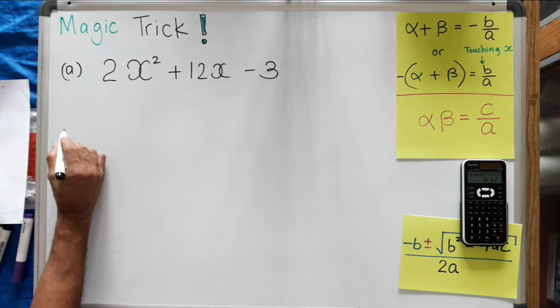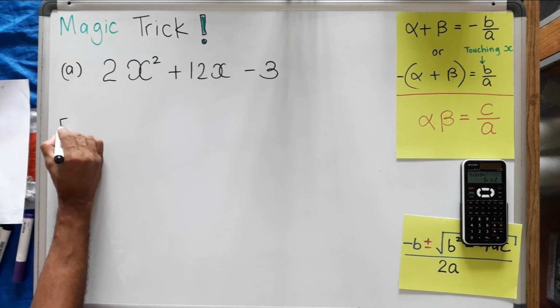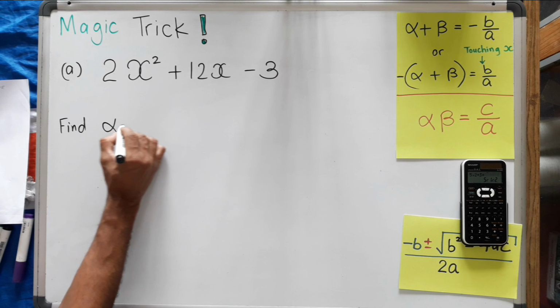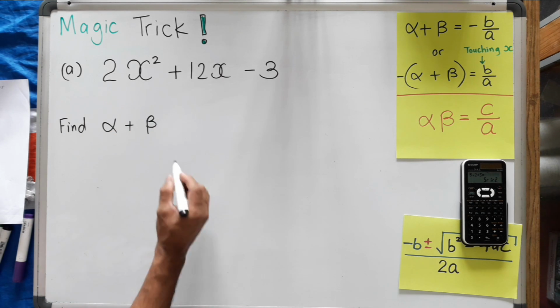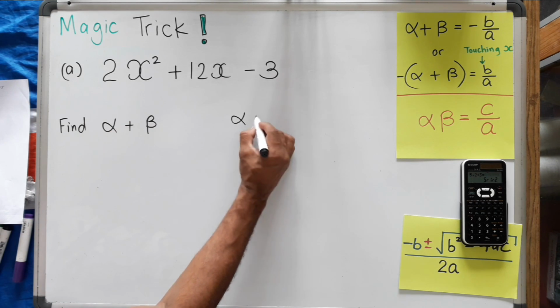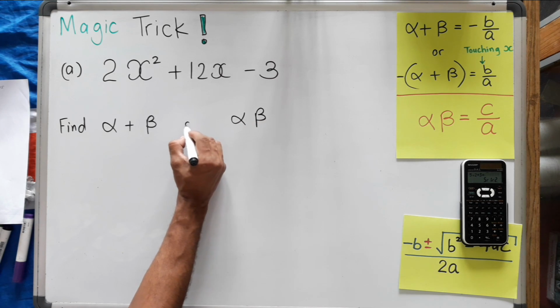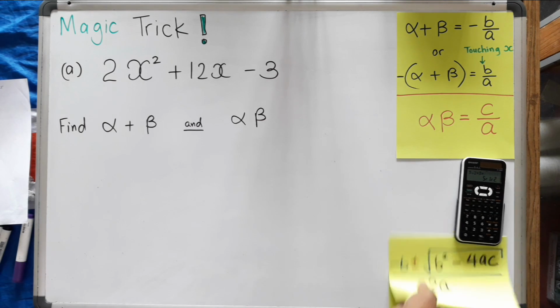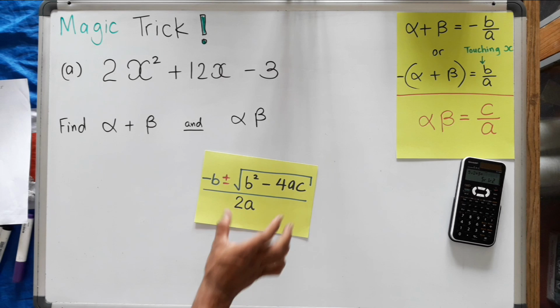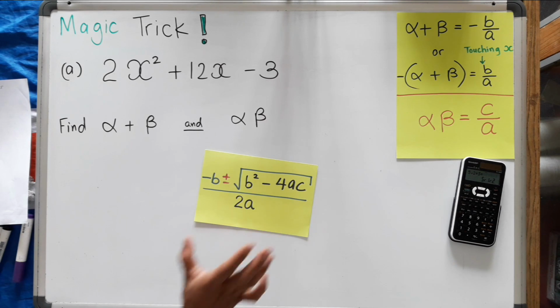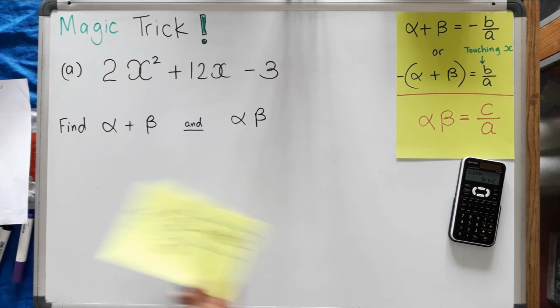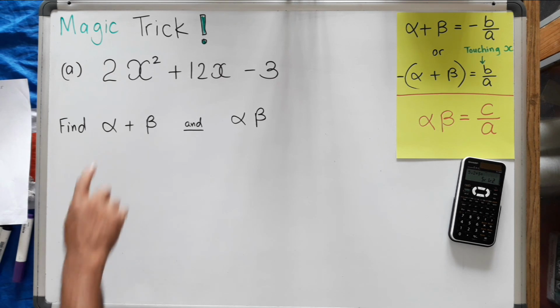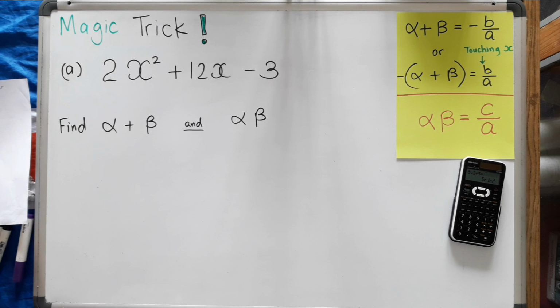And I want you to find two things. I want you to find alpha plus beta, and I also want you to find alpha multiplied by beta. So you have two things to find in this question. But I want you to figure out these two things without using this formula, without solving the quadratic. So you're not allowed to solve the quadratic and get your two answers and just add the two answers. Here's how you do this.